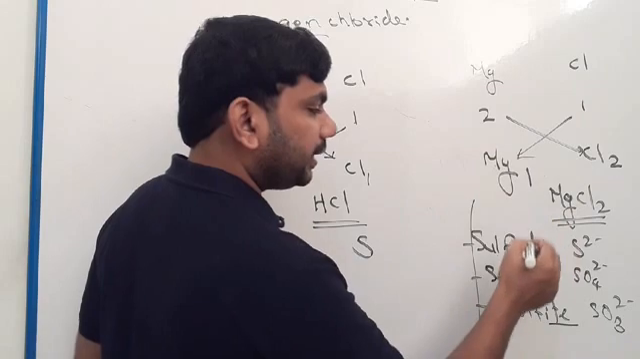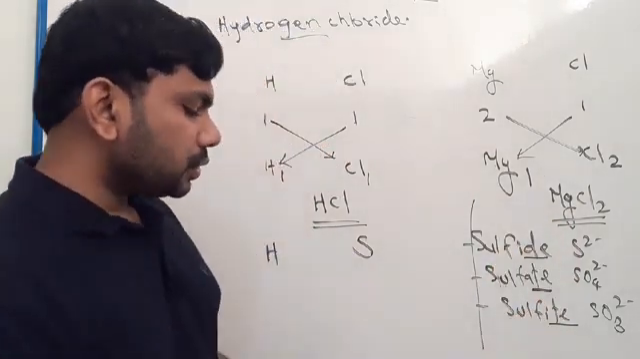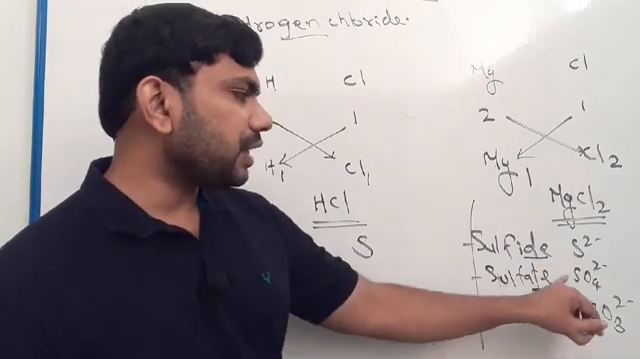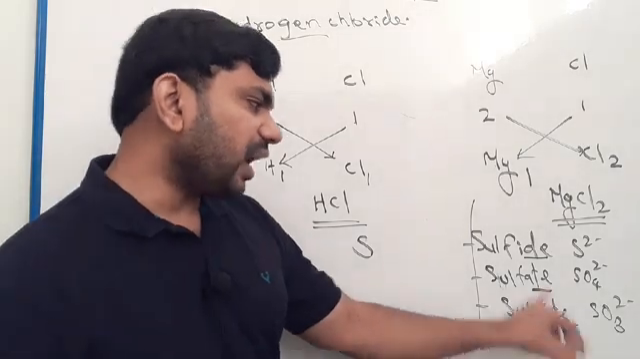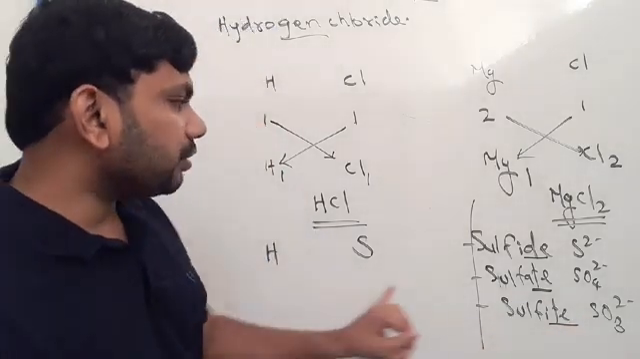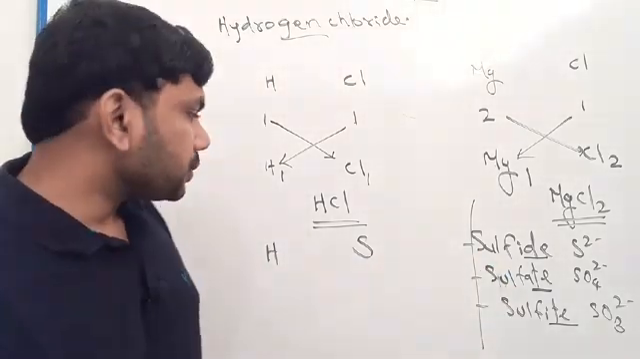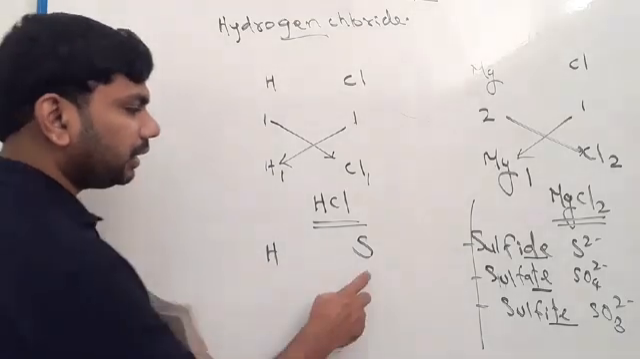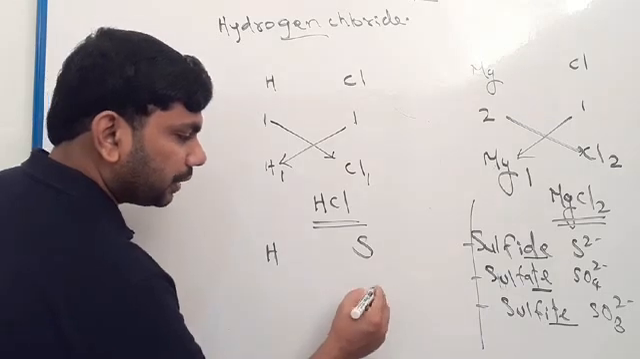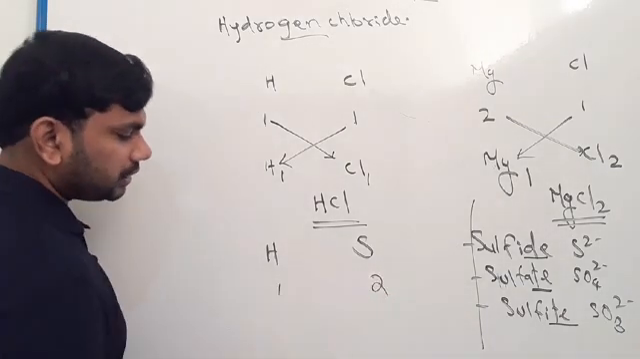Okay, sulfide, IDE. So the difference comes here. Sulfide means S2 minus, sulfate means SO4 2 minus, sulfite means SO3 2 minus. Here I am saying hydrogen sulfide. Hydrogen sulfide means hydrogen and sulfide. Sulfide means minus 2, you just write 2 only. And here hydrogen it is 1.